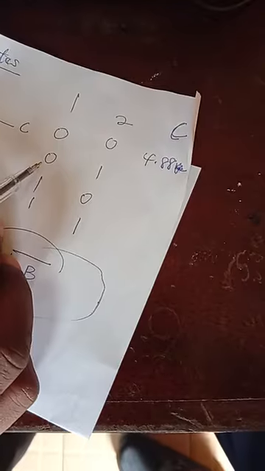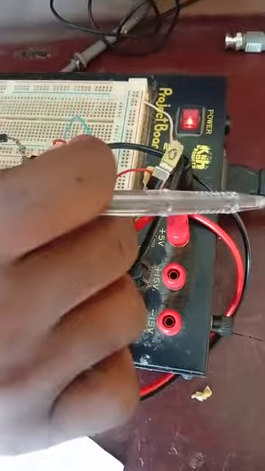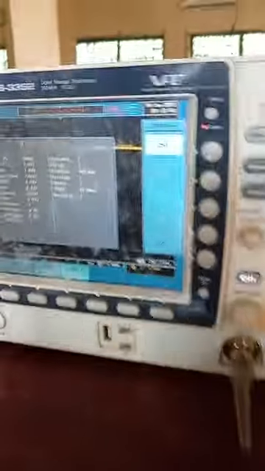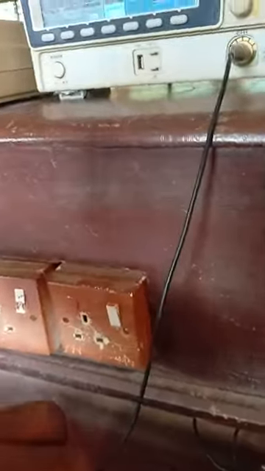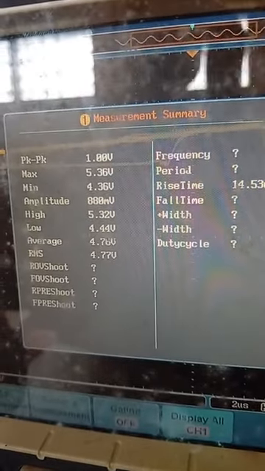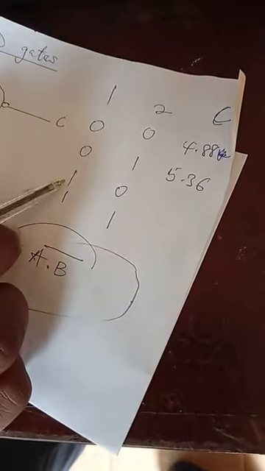Let's have switch 1 at 0 and switch 2 at 1. This is our switch 1 and switch 2. Switch 1 at 0, switch 2 at 1. Let's see what we have. We still have the same value, 4.88. Okay, now the value has changed. We have 5.36 volts.